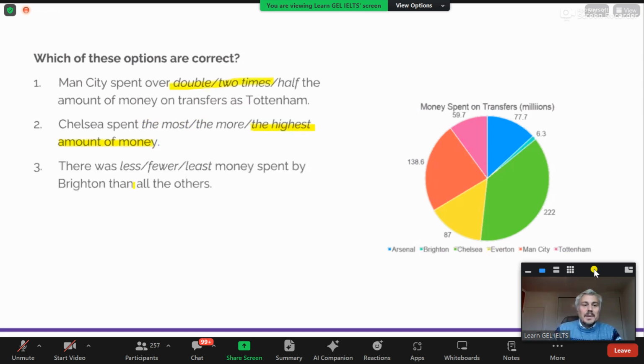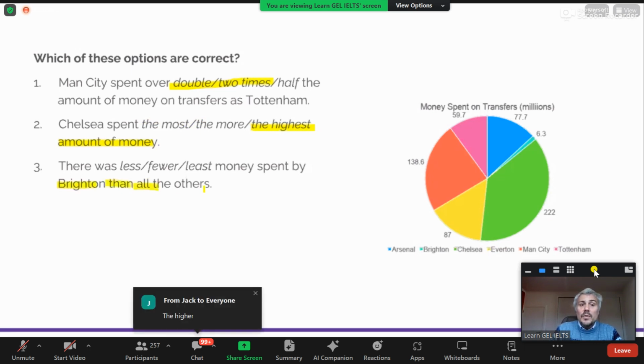Number 3, there was less, fewer, or least money spent by Brighton than all the others. What is the best word for this sentence? Look carefully at the sentence and notice we're using than in our sentence. This is important for grammar.